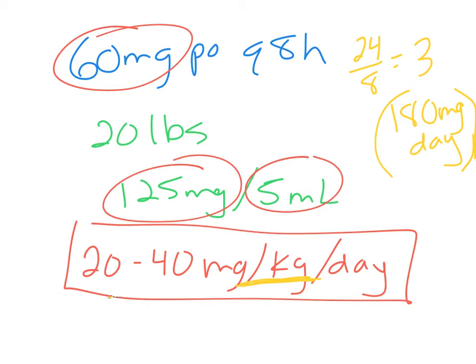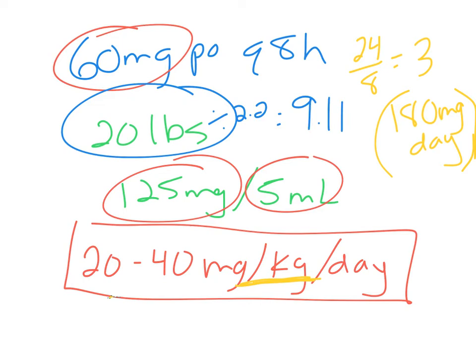Patient weighs 20 pounds. So if we divide that by 2.2 to see what they weigh in kilograms, 20 divided by 2.2 gives us, I think it's 9 something. 20 divided by 2.2, 9.09, which we'll just go ahead and round up to 9.1. So our patient weighs 9.1 kilograms.